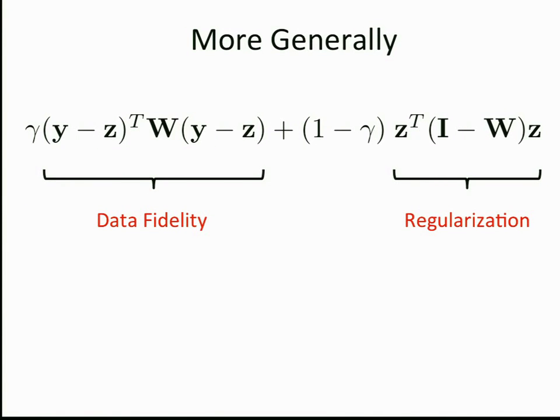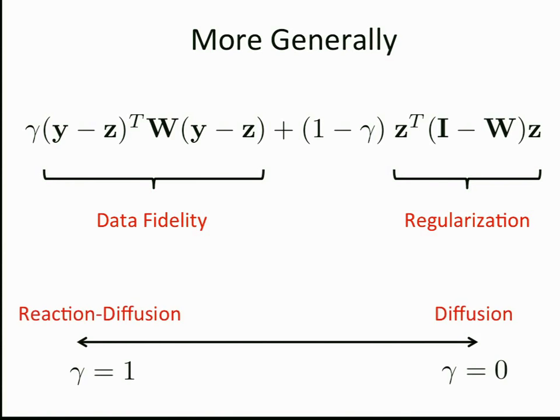basically makes sure that the output image and the input image are close to each other, but not in your standard Euclidean metric. They are close to each other with respect to a metric induced by this matrix W. And then this one is a kind of regularization term, which uses the Laplacian of the filter that I defined earlier. And so for different values of the coefficient gamma, 1 to 0, you get either reaction diffusion, which is this extreme, or just diffusion, which is that extreme.